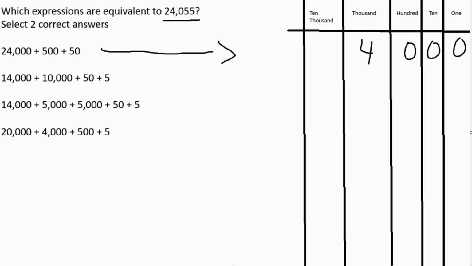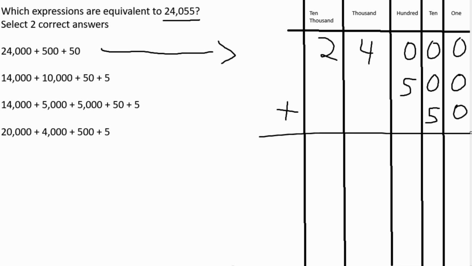Which expressions are equivalent to 24,055? So that's the number we're comparing. Let's check our first answer choice. We have 24,000. Let's put that in our place value chart. 4 in the thousands place, 2 in the 10,000s place. Let's add 500 to that. 0, 5, and then let's add 50 to that. All right, let's add all these together and see what we get.